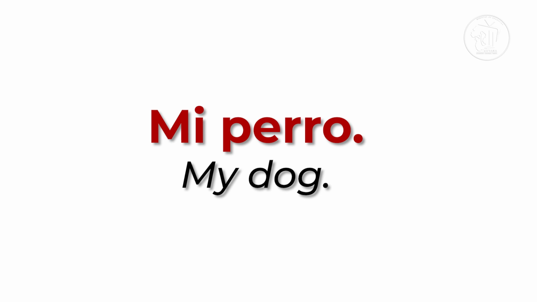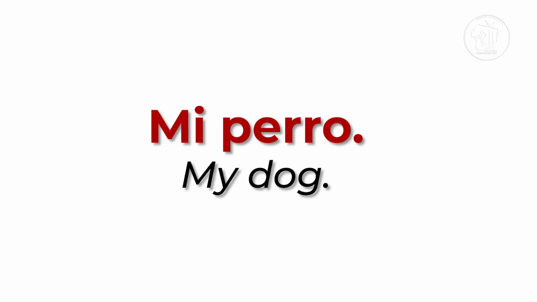Let's move on. Since the possessive adjective must be singular if the noun is singular and plural if the noun is plural, let's change the following from singular to plural, shall we? So we have mi perro. Mi perro means my dog. We know in English, we could change the noun from singular to plural. But we cannot change the possessive adjectives in English from singular to plural.